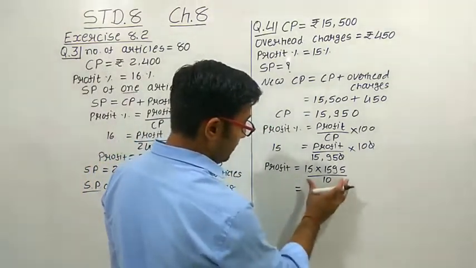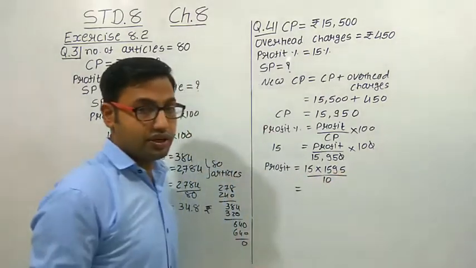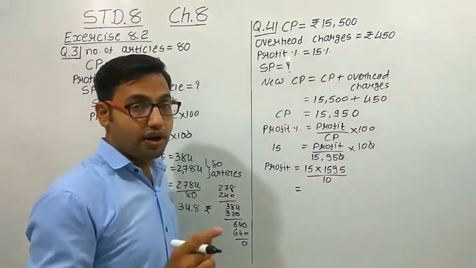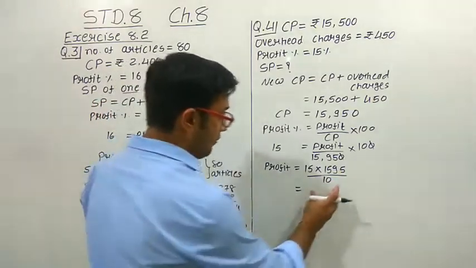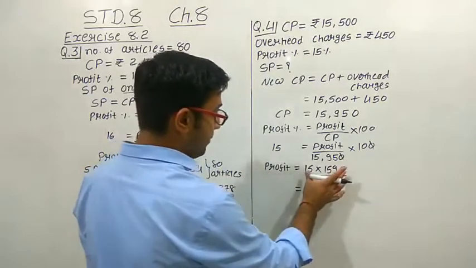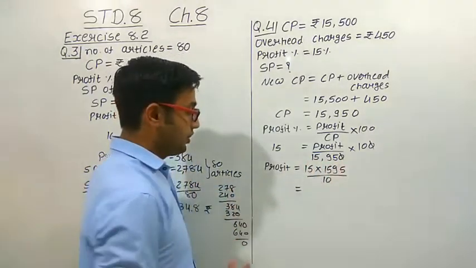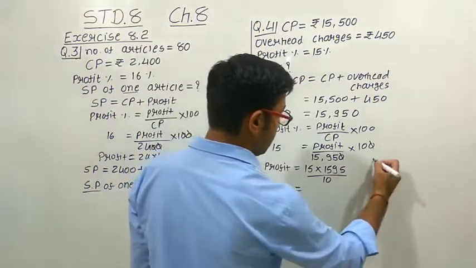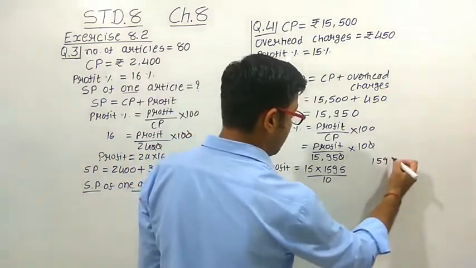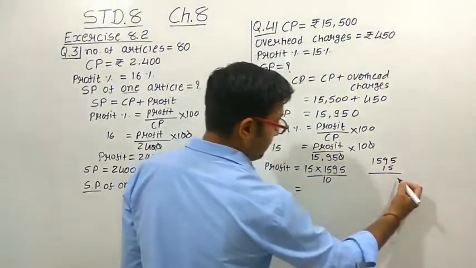Basically, what we have to do here is multiply, because when the denominator is either 10 or 100 or 1000, we actually do not have to cut the common factor. We can directly multiply the numerator and then apply the decimal point. So here we have to multiply 1595 with 15. What is the multiplication we get?